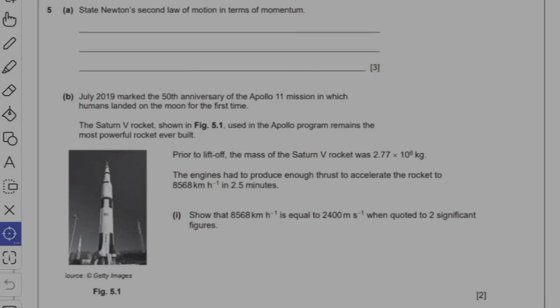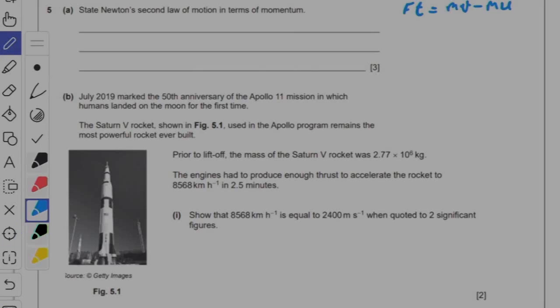(5a) State Newton's second law of motion in terms of momentum. So this is the idea that momentum is m times v, and that we can represent the resultant force in terms of the change of momentum. So if you imagine that the impulse equals the change of momentum, like Ft, then we can divide both sides of that equation by t to get the resultant force.